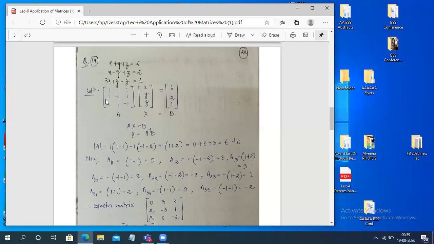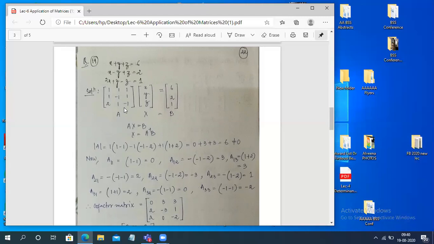Similarly, to find the cofactor of A21, due to its position, i plus j will be odd, so it will be a negative sign. And then ignore this particular row and particular column. You have this submatrix 1, 1 and 1, minus 1. So take the determinant value, that is minus 1 minus 1, that is negative 2. Negative of negative 2 is positive 2. In the same way, you can find A22, A23, A31, A32, A33.